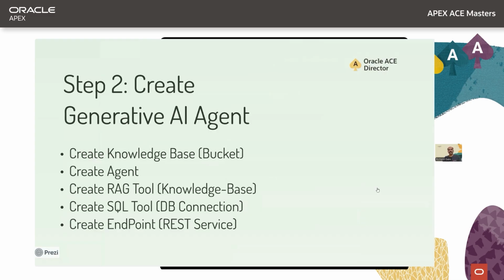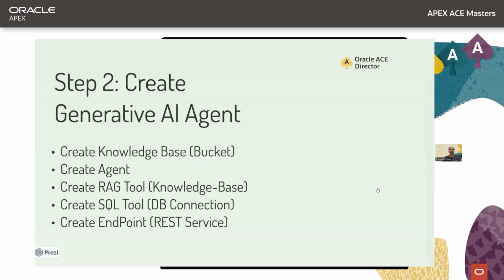Step 2 is creating the generative AI agent. Once the OCI bucket is created, we can create a knowledge base, then create an agent. With the agent, we can create a RAG tool for the PDF documents and a SQL tool with a database connection to the tables. After creating all this, we'll create an endpoint, which will be your REST service for the API when you call the REST service from the APEX application.